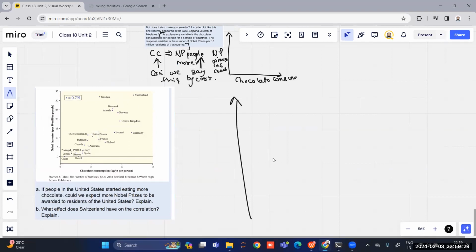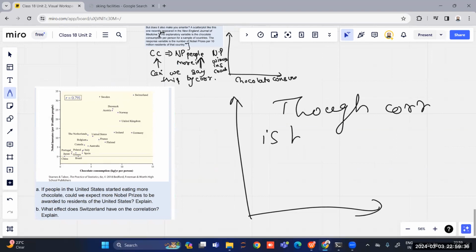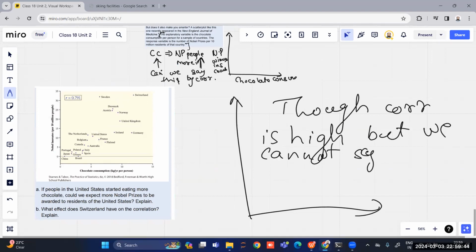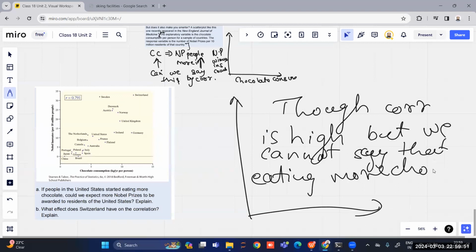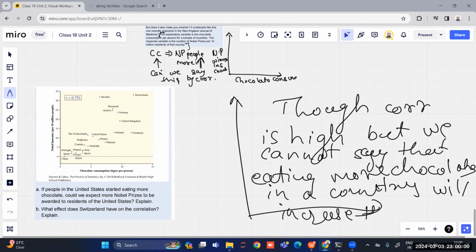So though correlation is very high, we cannot say that eating more chocolates in a country will increase the Nobel Prize winners. Yes or no?